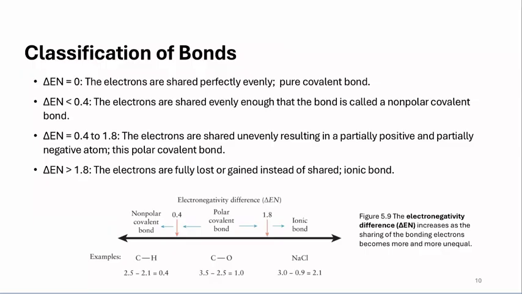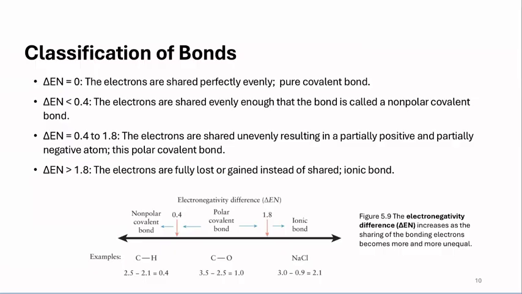According to the rules in this textbook, if you have two atoms bonded together, when you look at their electronegativity difference, which is symbolized by this triangle, capital E, capital N, which just means delta EN.